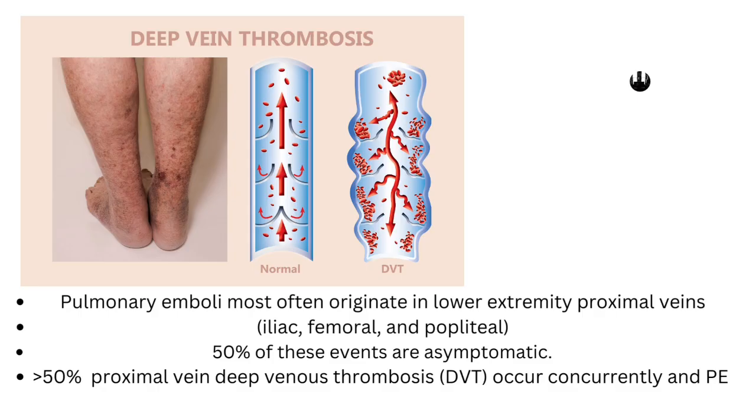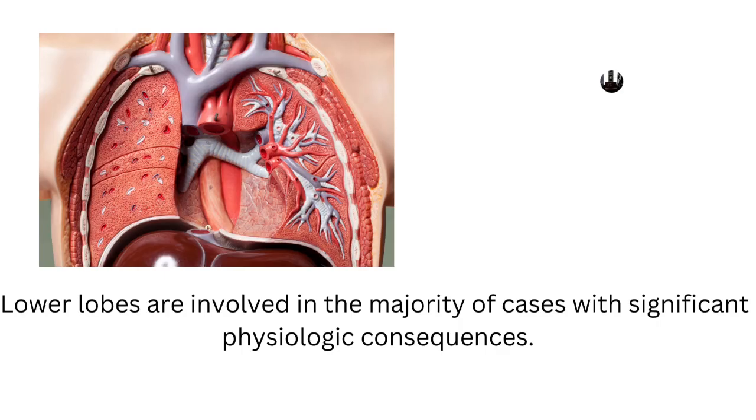Now, most clinically significant PEs often originate in the lower extremities or pelvic veins. About 50% of these events are asymptomatic, and more than 50% of patients with proximal vein DVT also have PE at presentation. Pulmonary embolism occurs when deep vein thrombi detach and embolize to the pulmonary circulation.